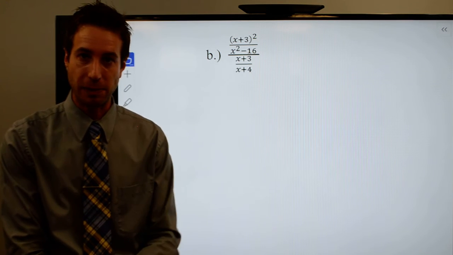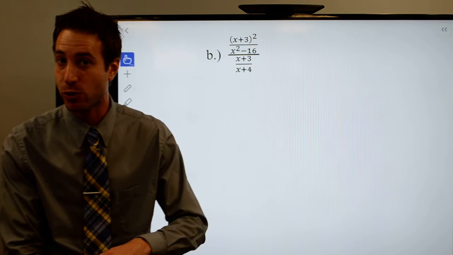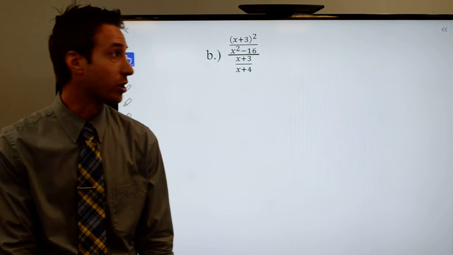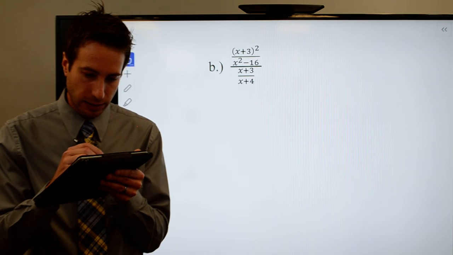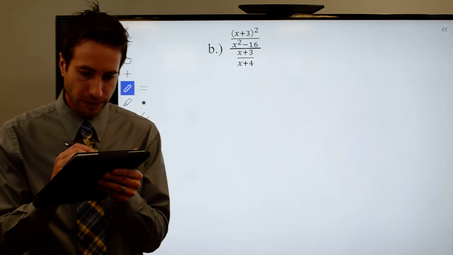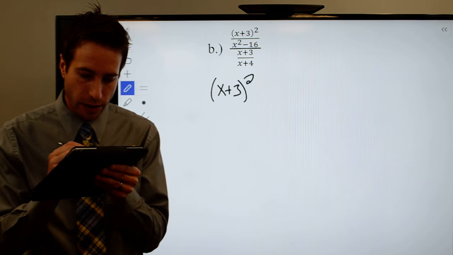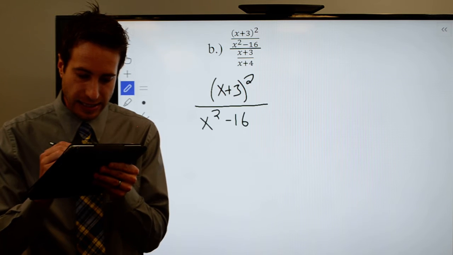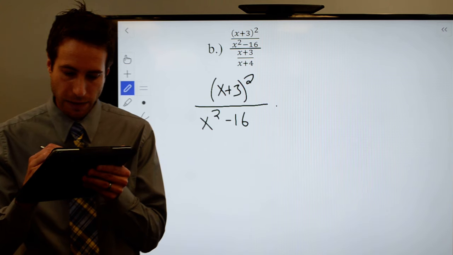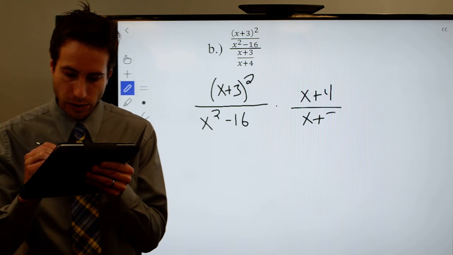In the sort of simplified form, it's keep it, change it, flip it from middle school, but we know that all you need to do is multiply by the reciprocal of your denominator. So I'm going to wind up here with (x plus 3) squared all over x squared minus 16 times, flip the bottom, (x plus 4) over (x plus 3).